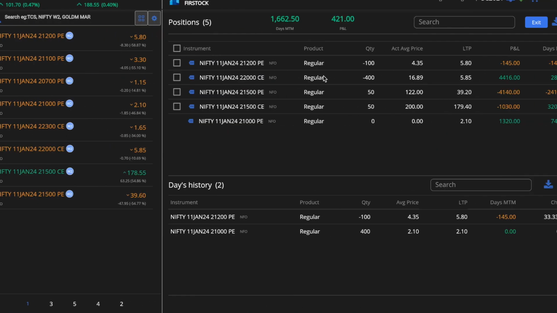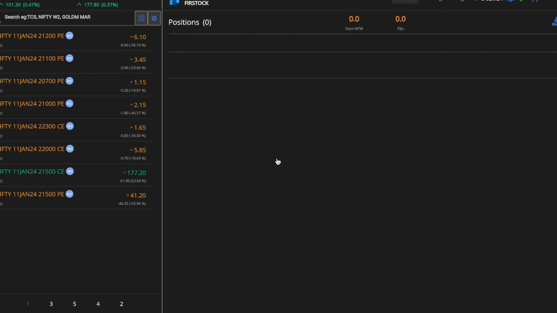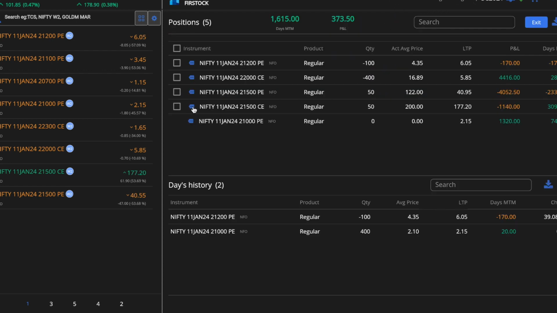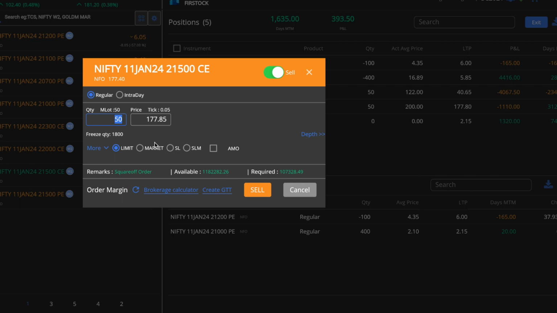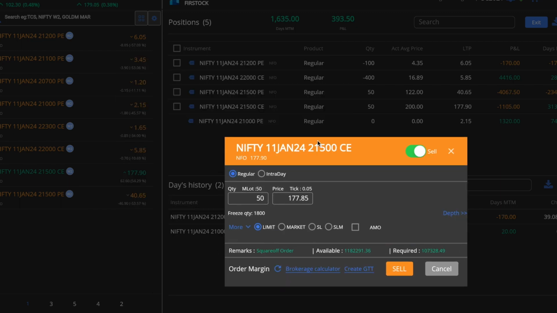What we can do is probably bring down this call, or probably exit this call. So the CE will limit our loss to 1000. Okay, margins are this and positions are this. What we can do is exit this call. This call is for 21,500.